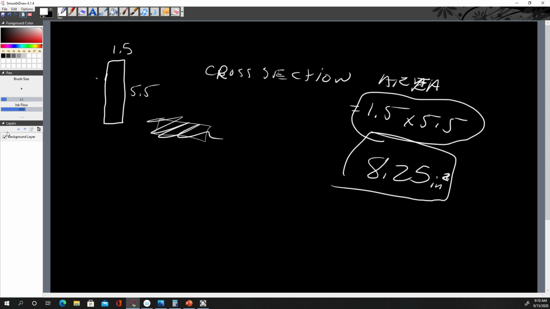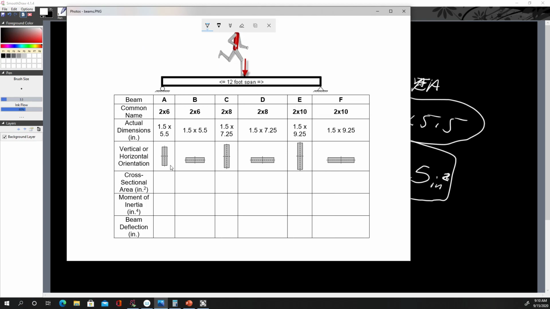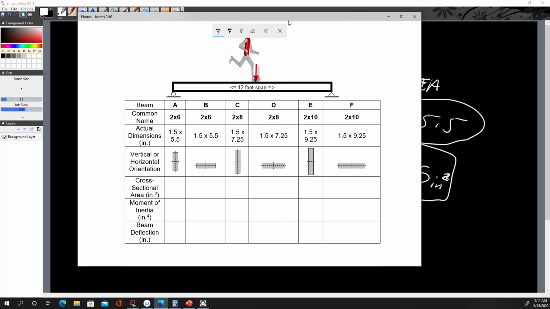So the cross-sectional area, let me see if I can bring that back over here. The answer here, and let me see if I can end up writing on this, drawing it. Let's see. I think this should let me. The answer here is, I lost it, 8.25. There we go.